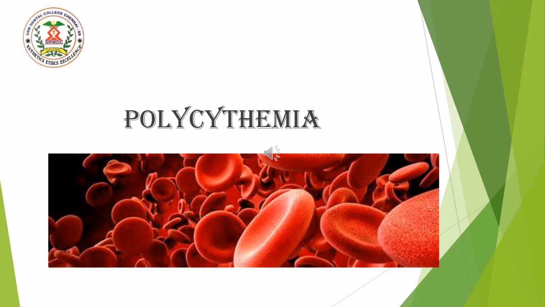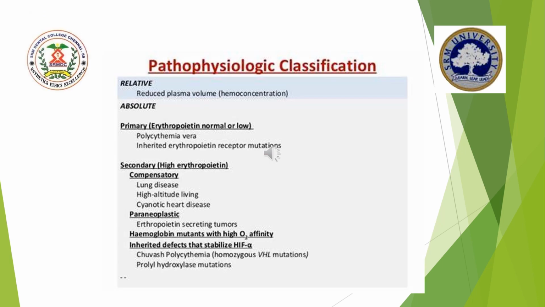Polycythemia is also one of the myeloproliferative diseases. Polycythemia is considered as one of the four myeloproliferative disorders. The other three include chronic myeloid leukemia, essential thrombocytosis. Now, this polycythemia is a condition in which there is hypercoagulation of the blood. Now, the primary classification of polycythemia is as follows.